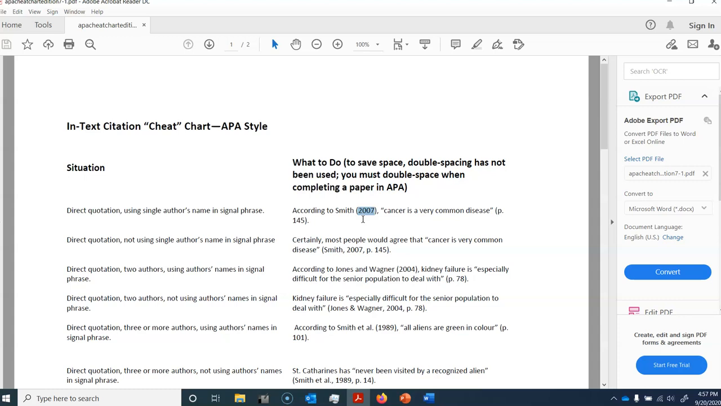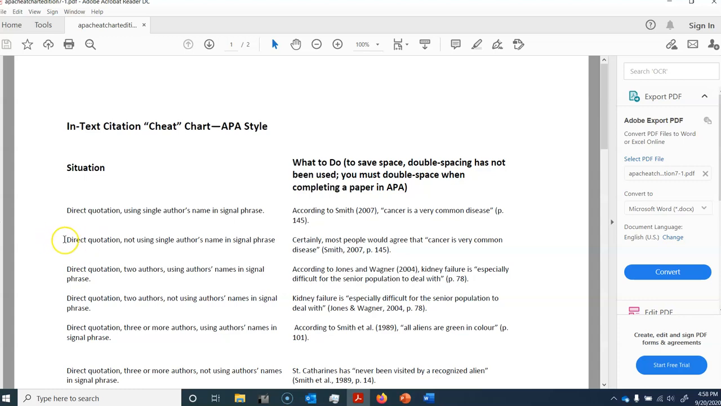Okay, APA says only put in the year. And then after my quotation, after the words that I've actually taken word for word from that resource, I'm going to open up another bracket. I'm going to type in P period space, the page number that that quotation appears on, close the bracket. Okay, and you'll notice as well that the period comes outside the bracket. So I might say something like, according to Smith, 2007, "cancer is a very common disease," page 145.